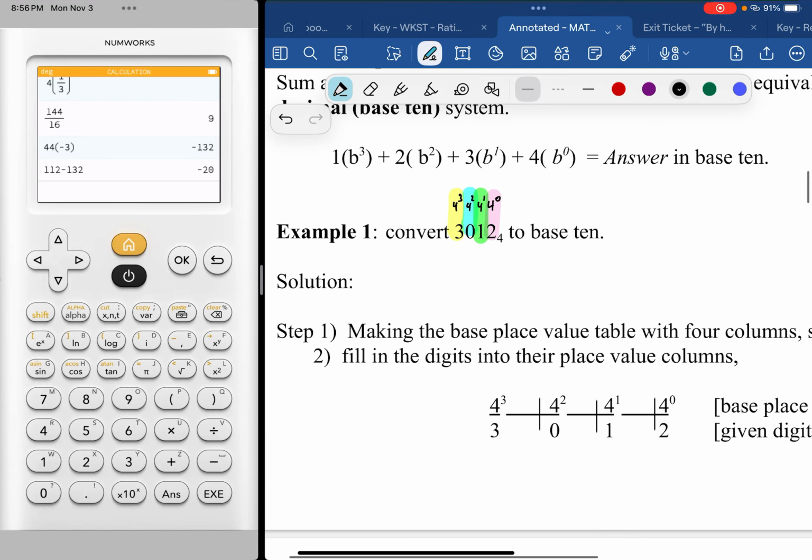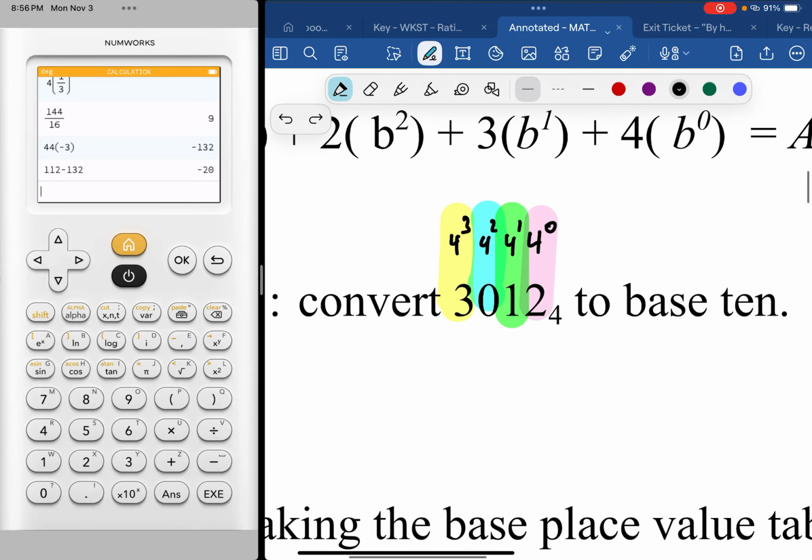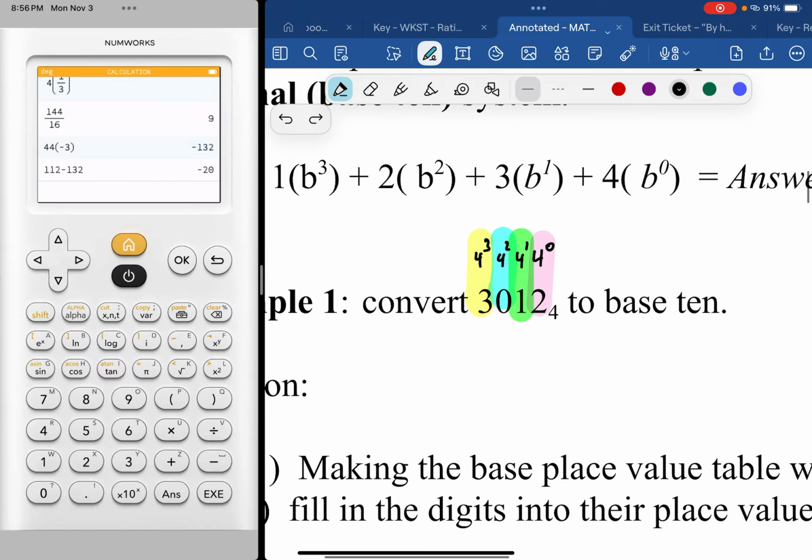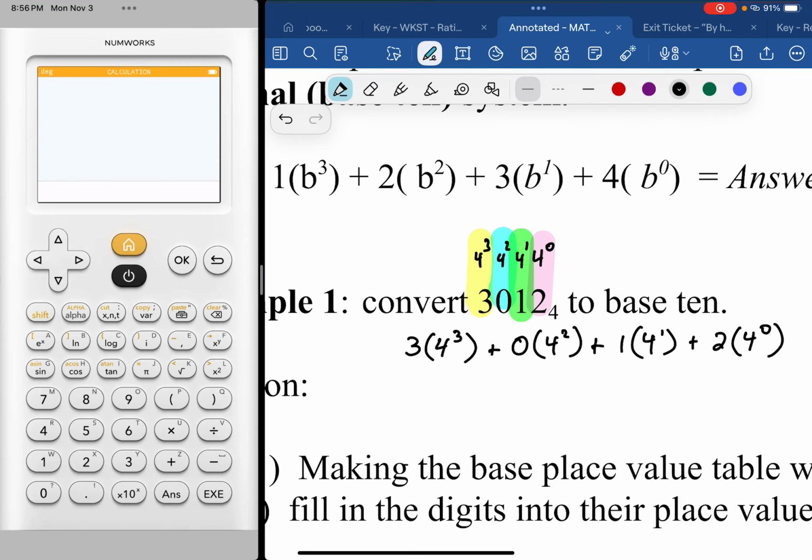That's where this table down here comes into play. But really what we would do is kind of what we were doing with the ancient stuff. 3 of those 4 to the thirds plus 0 of the 4 to the seconds plus 1 of the 4 to the first and 2 of those 4 to the 0th powers. All right. Now, whether you do it in your head or on paper, however you want to do it, there will be some multiplication involved.